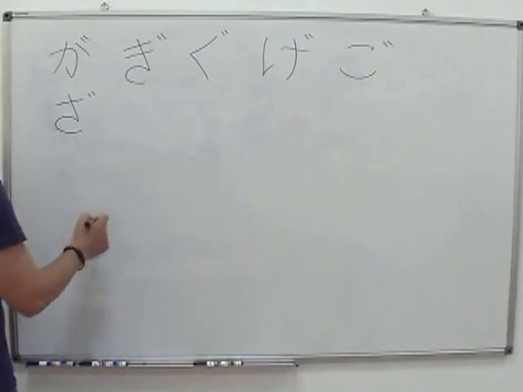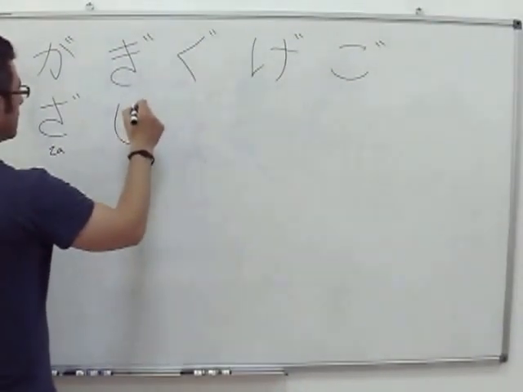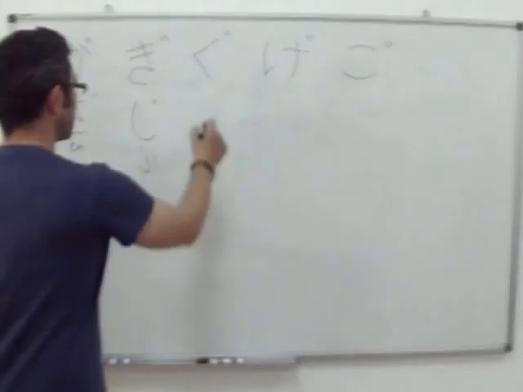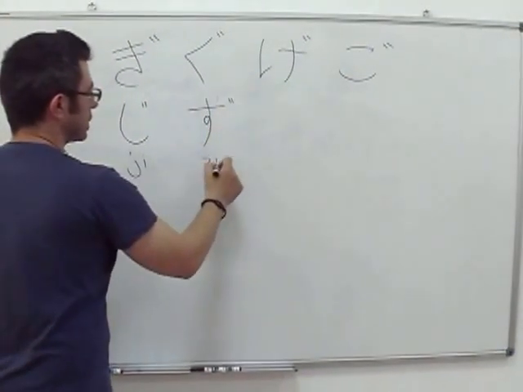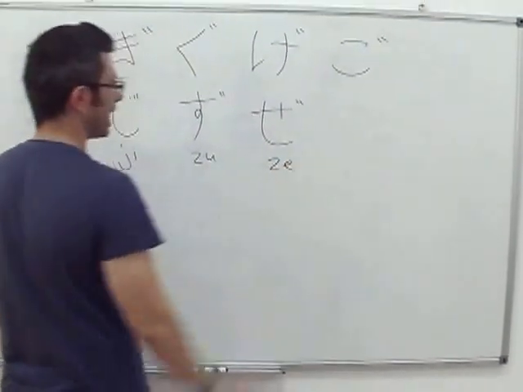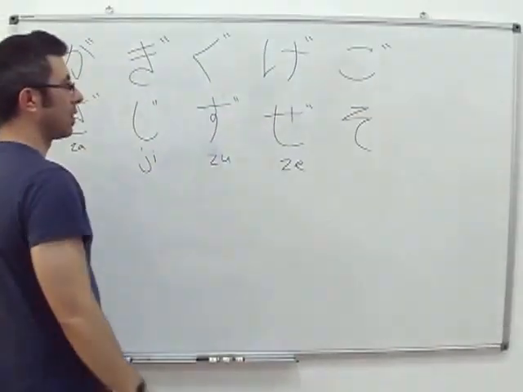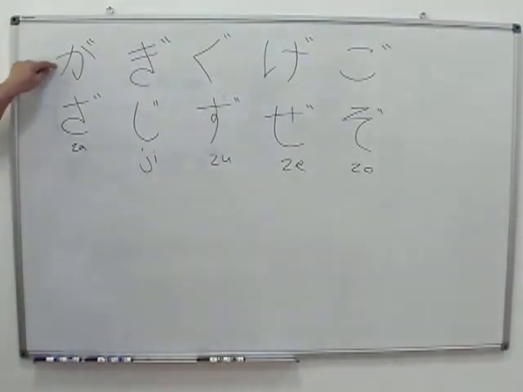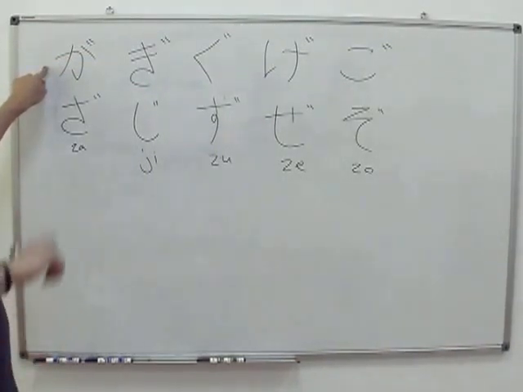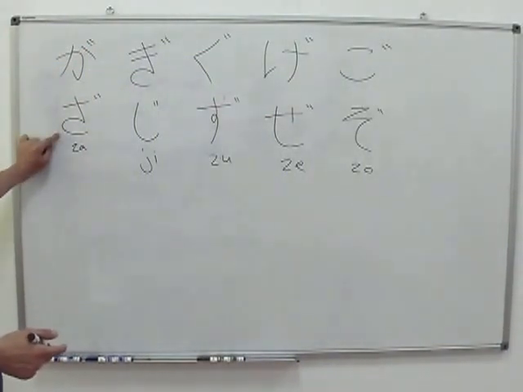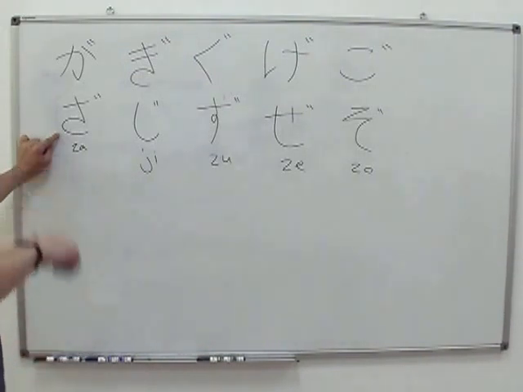Sa, za, shi, ji, su, zu, se, ze, so, zo. Before changing, it was ka, ki, ku, ke, ko, and after the dakuten, it's changed to ga, gi, gu, ge, go. Before it was sa, shi, su, se, so, but now za, ji, zu, ze, zo.